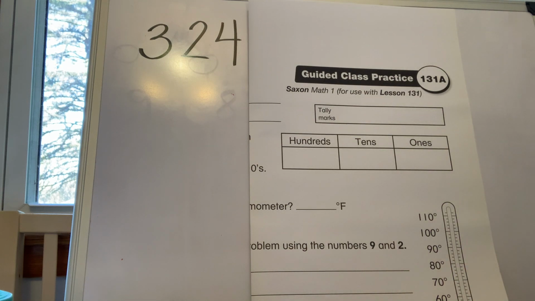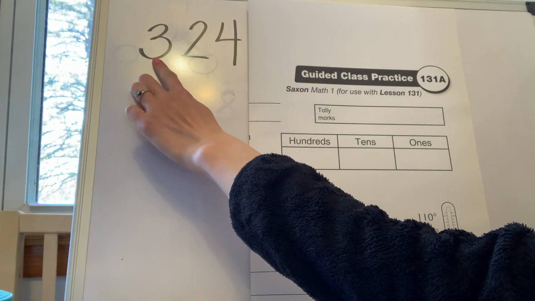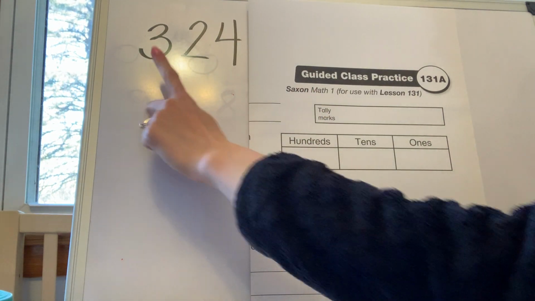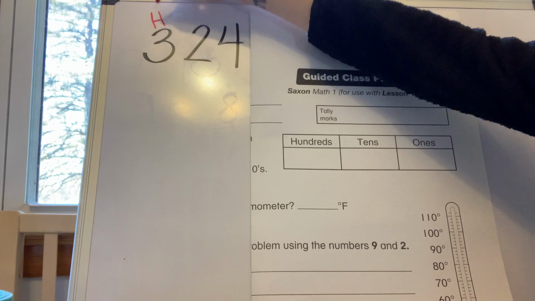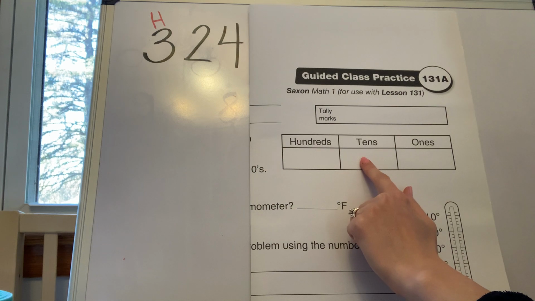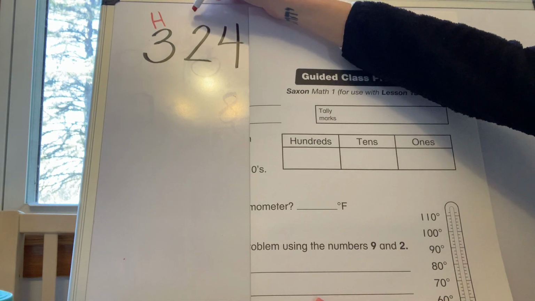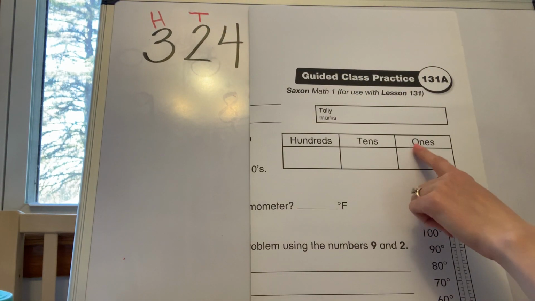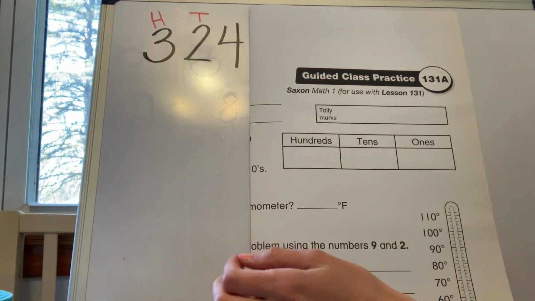So I'm going to leave this here. And I want you to look at my number and tell me which number is in the hundreds place. Which number would go here in the hundreds? Look at my number. It would be the number 3. The 3 is all the way on the left in the hundreds place. So I'm going to write an H on top because this 3 is in the hundreds place. Now next comes tens. Which number's in the tens place? That would be the number 2. There are 2 tens in the number 324. And how many ones? Which number's in the ones place? The 4. You got it. So I'm just going to write an O up here.